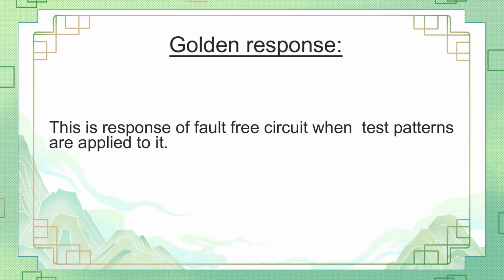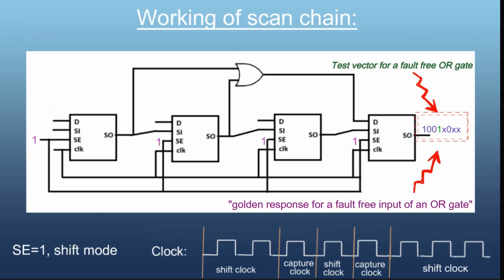Before moving further, it is important to understand three terms. First is golden response. This is the response of a fault-free circuit when test patterns are applied to it. I hope you all remember from the video on the working of the scan chain that we generated a test pattern for a fault-free OR gate input. That test vector can be considered as the golden response for a fault-free OR gate input pin.